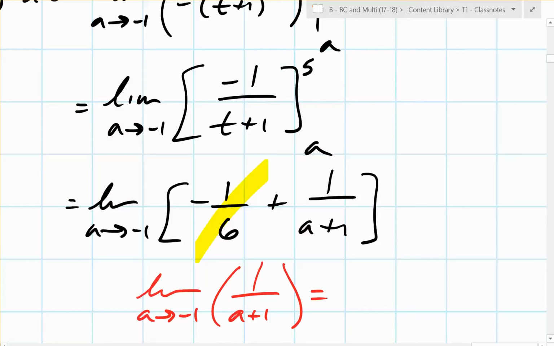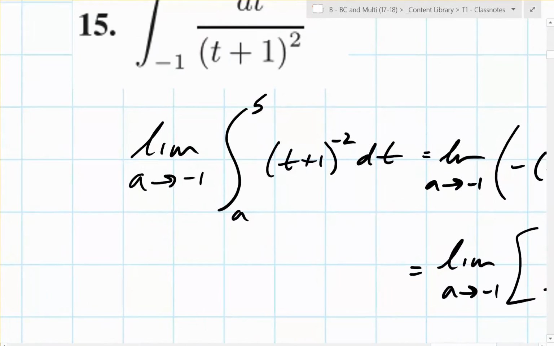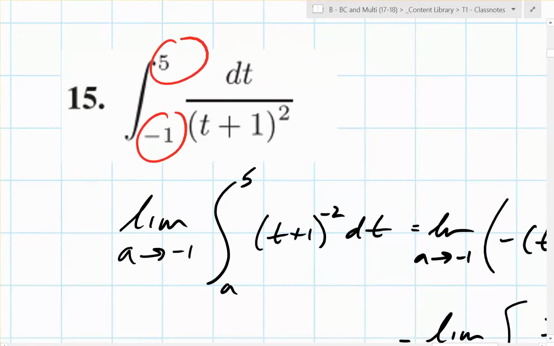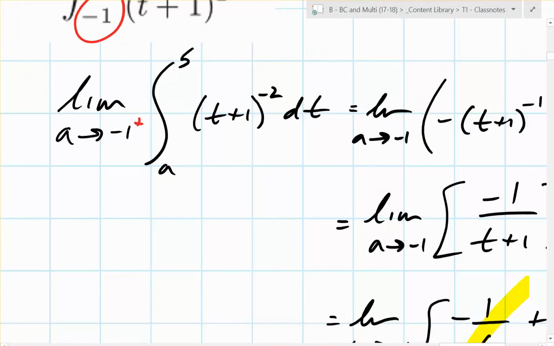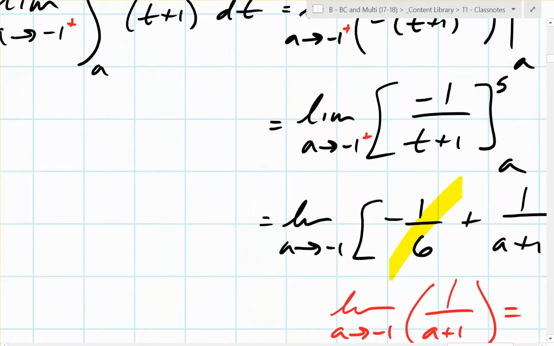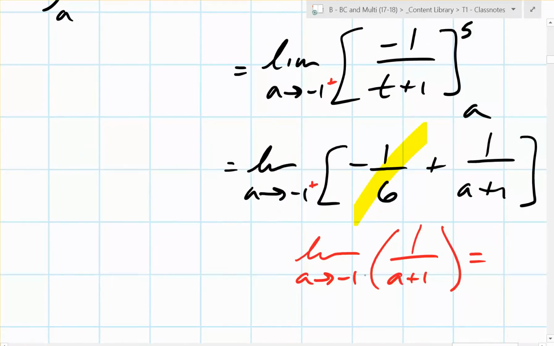oh, and by the way, to be totally correct here, we need to put a side on this, right? We're going from negative 1 to 5. So what side of negative 1 are we approaching from? The right-hand side or the left-hand side? To the right. Why from the right? Because you're going from negative 1 to 5, which is to the right. So you're approaching negative 1 from the right, and you have to put this little plus sign. Do you remember sidedness on limits, everybody? Kinda. You're approaching negative 1 from the right.